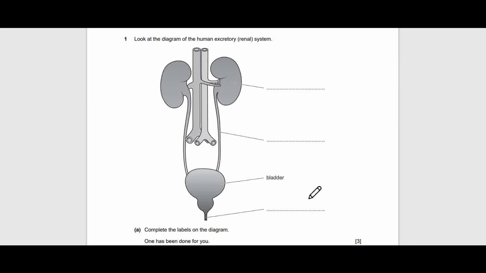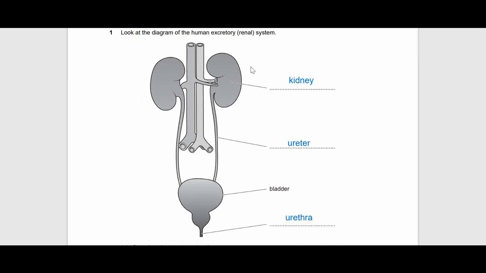Alright, if you have not finished or you still need time, please pause this video. Now we will reveal the answer. So, this is the answer. This is kidney, and this is ureter, and last is urethra. Right? Let's move on to the next number.